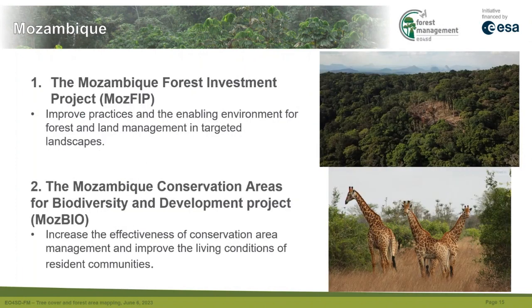And two other projects in Mozambique: MozFIP is basically aiming to improve the practices and enabling environment for forest and land management in the targeted landscape. MozBio, while it focuses on strengthening capacity, financial sustainability, improving conservation area management, and promoting conservation compatibility and also rural development. So these are some of the objectives of such projects.